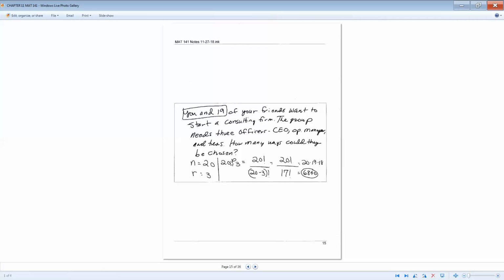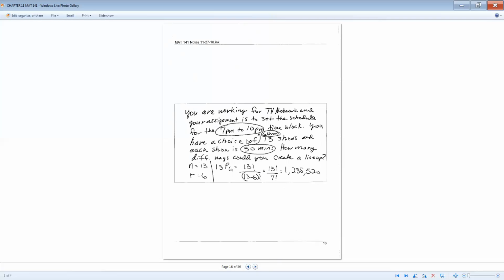But if you want to do it by hand, 20 factorial over 20 minus 3 factorial will be the formula. 20 minus 3 is 17. You have to follow order of operations. And then you take that 20 down to 17. The 17 cancels, leaving you with 20 times 19 times 18, which is 6,840. Once again, you can just throw them in the calculator and get the 6,840.